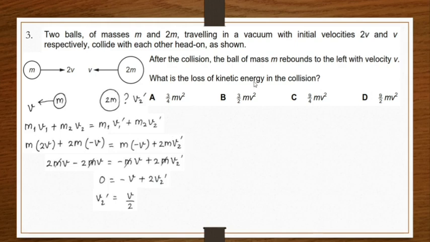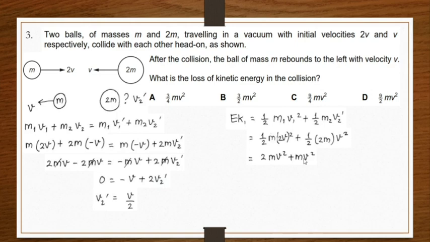And if we want to find the lost kinetic energy, that means that we have to find the total kinetic energy before the collision and the total kinetic energy after the collision. Before the collision, we have kinetic energy equals a half m1 v1 squared plus a half m2 v2 squared. This should be squared, yeah? So it is equal to a half times m times 2v squared plus a half times 2m times v squared. This is the velocity of object 2 before the collision. And that will give us the total of 2mv squared plus mv squared equals 3mv squared.